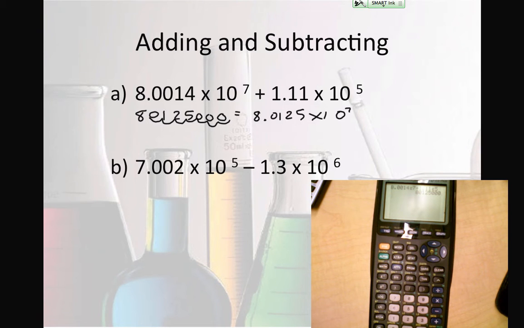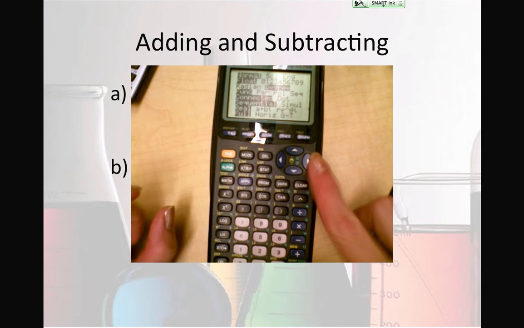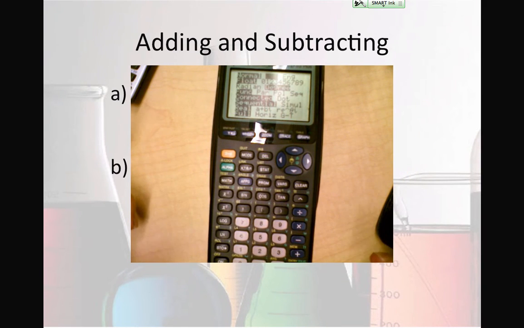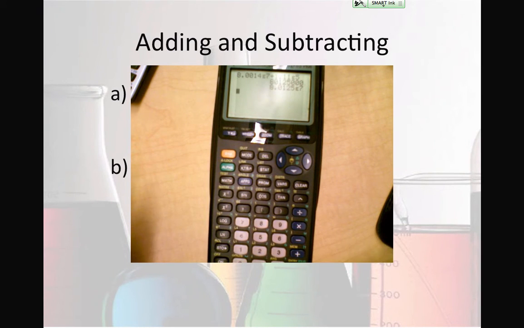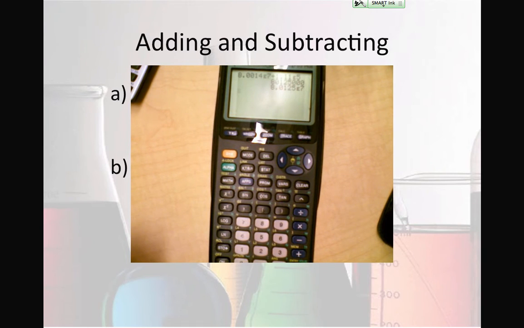I can also change this number to scientific notation if I push mode, then I arrow across to Sci for scientific notation, and then hit enter to select it. Then when I quit out of there, I can push enter and it changes my decimal number to scientific notation. Fair warning though, if you have your calculator in scientific mode, then all your numbers will be in scientific notation. So you might want to change it back to normal later on when you're done.